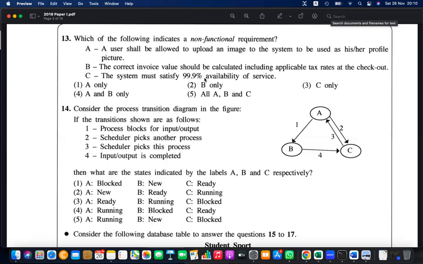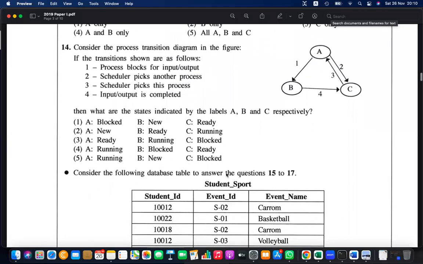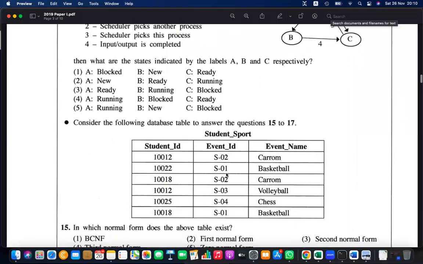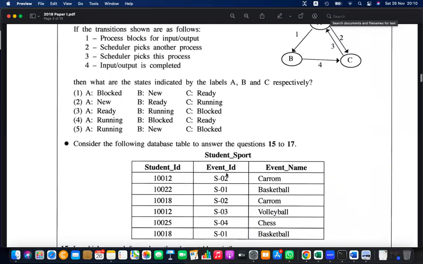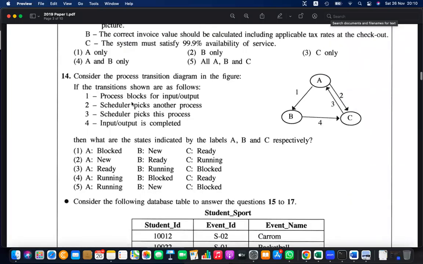Then the next one. Consider the process transition diagram given below. Based on this process transition diagram, what do you need to do? One is process blocks from the input output. When the process is blocked, it will go to the blocked state. That is the easiest way to review this. When the process is blocked, yes, it will go to the blocked state, right? So the answer is given there itself. So question number 14.